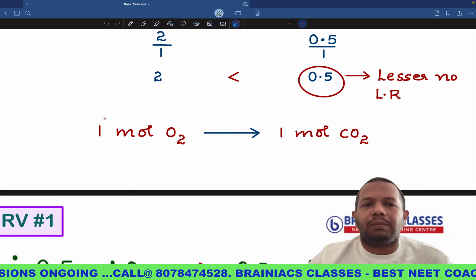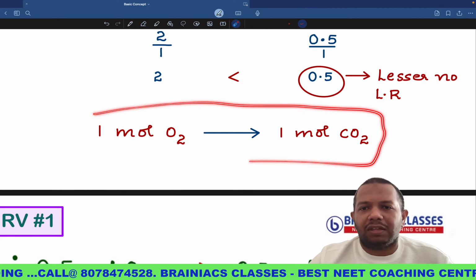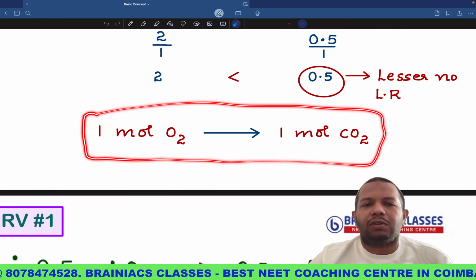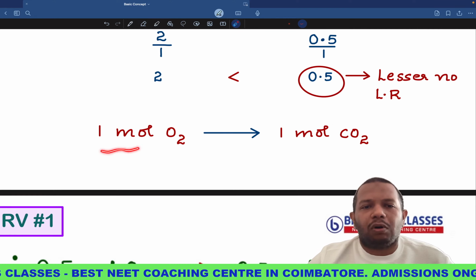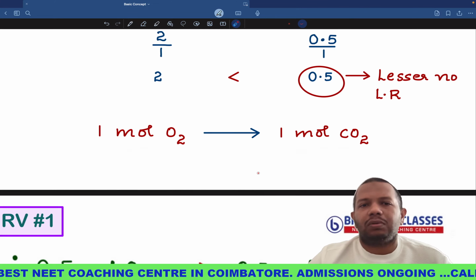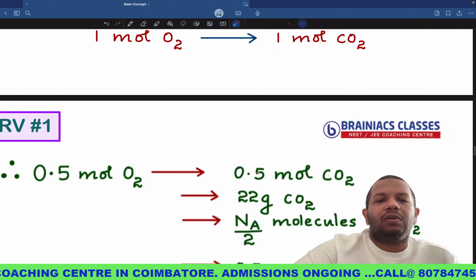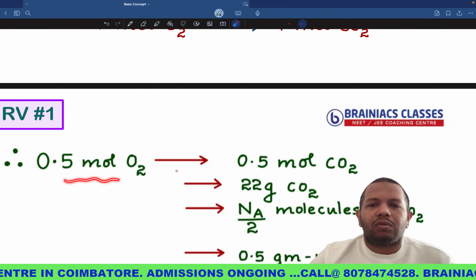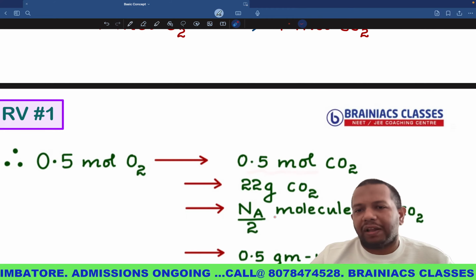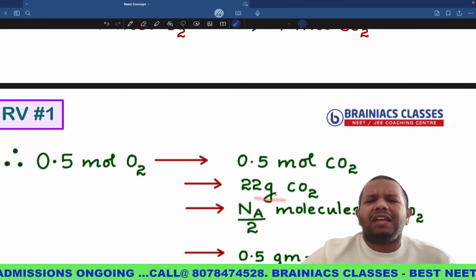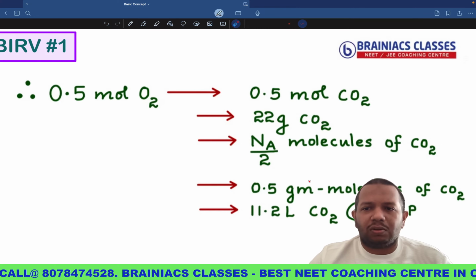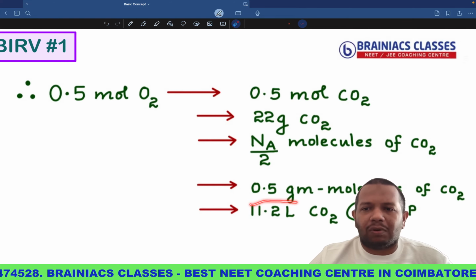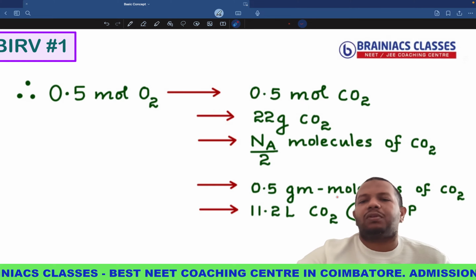Now we will write based on stoichiometry. Again the same thing will come: based on stoichiometry, we need to relate O2 and CO2. So 1 mole O2 can give 1 mole of CO2. Now what is the amount of oxygen you have? 0.5 mole. So I can say 0.5 mole carbon dioxide is formed. Again the same answer, 22 gram carbon dioxide is produced. That is half a mole of CO2, 11.2 liter CO2.